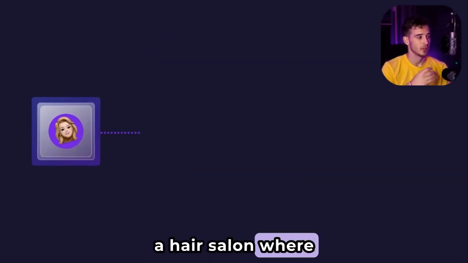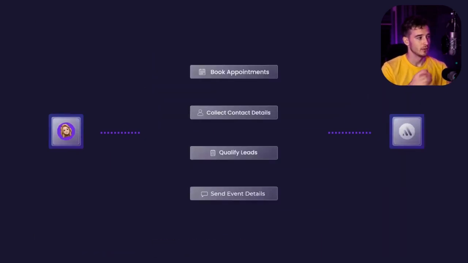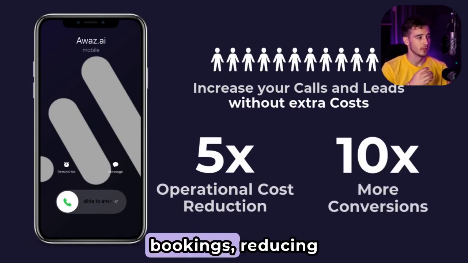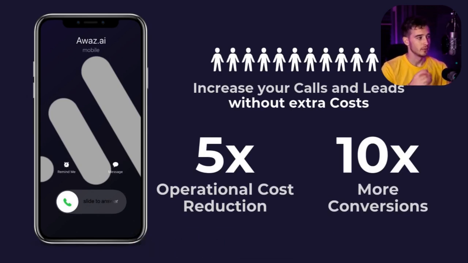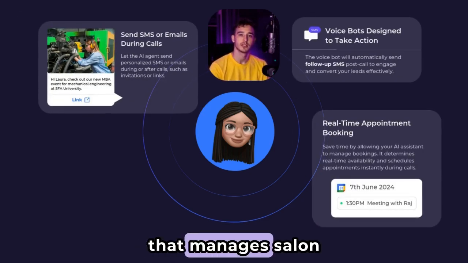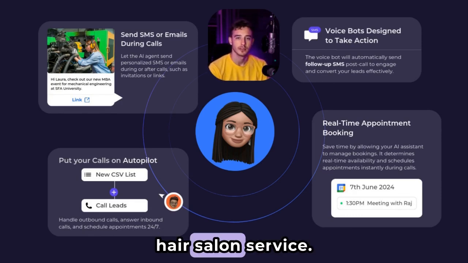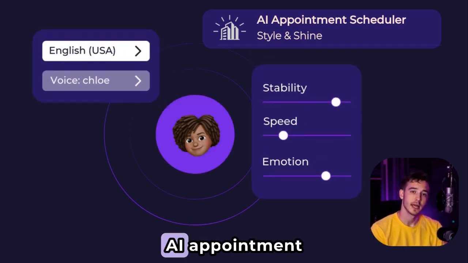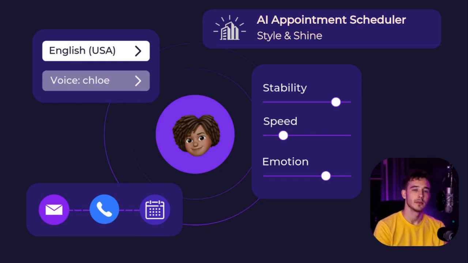Imagine a hair salon where every appointment is booked seamlessly and every client is greeted with personalized style. At Style and Shine, our AI appointment scheduler Chloe is transforming bookings, reducing errors, and enhancing client satisfaction in real time. With Awaz.ai, we can build an AI appointment scheduler that manages salon bookings, sends style reminders, and optimizes scheduling to enhance your hair salon service. Now, let's dive in and build an AI appointment scheduler for Style and Shine, where cutting-edge tech meets flawless scheduling.